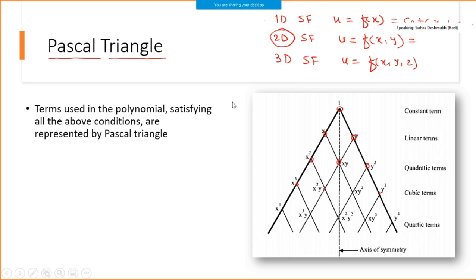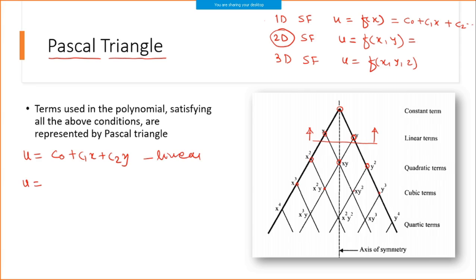So here we are going to have different terms in this. If I'm going to formulate one equation, let's look at a triangular element with a linear equation. I can have C0 as a constant term. I need to take all the terms above this, then it is called linear: C0 plus C1x plus C2y. Those are the linear terms.